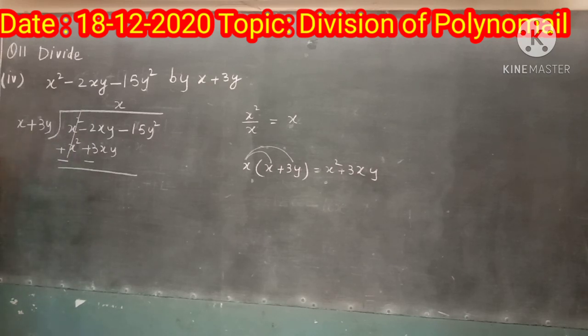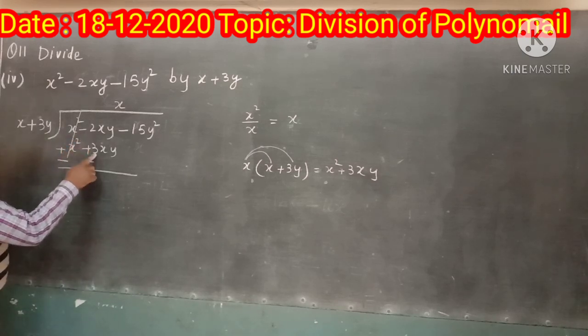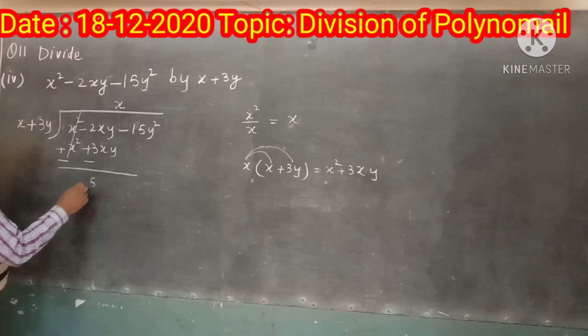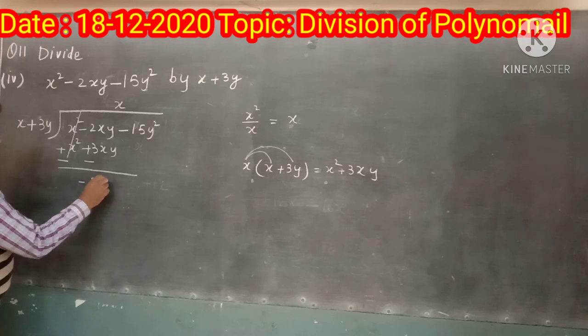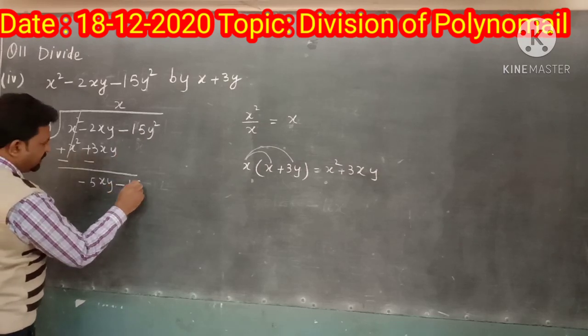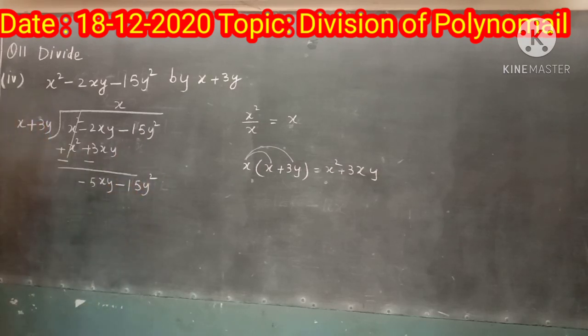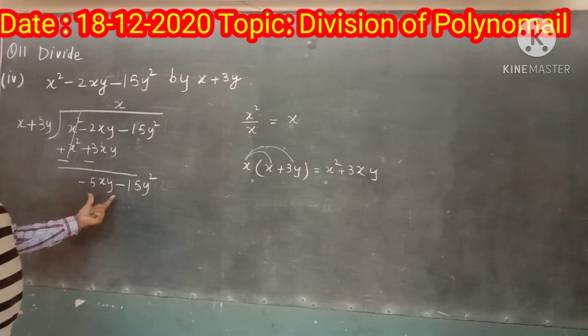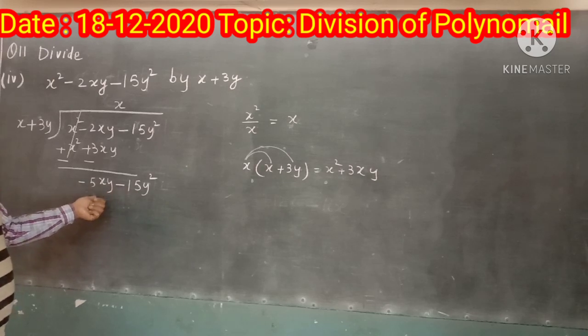Now you see this term and this term both are negative, so we will add them. Minus 2 minus 3, the answer is equal to minus 5xy, minus 15y square.